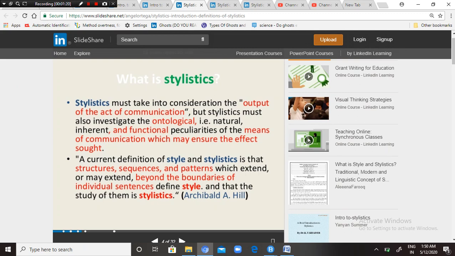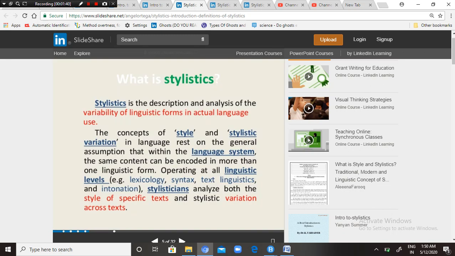A current definition of style and stylistics is the structure, sequence and pattern which extend or may extend beyond the boundaries of the individual sentence. That defines style, and the study of it is stylistics. Stylistics is the description and analysis of variation of linguistic forms in actual language use.